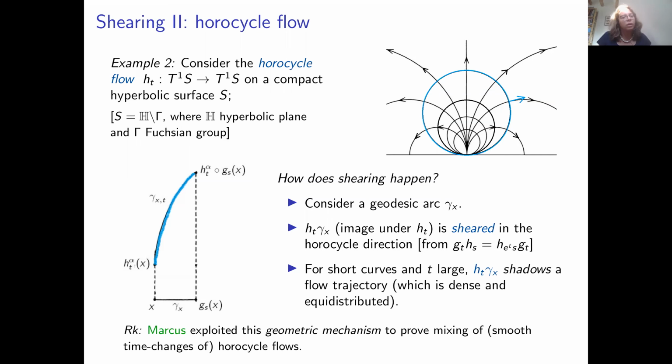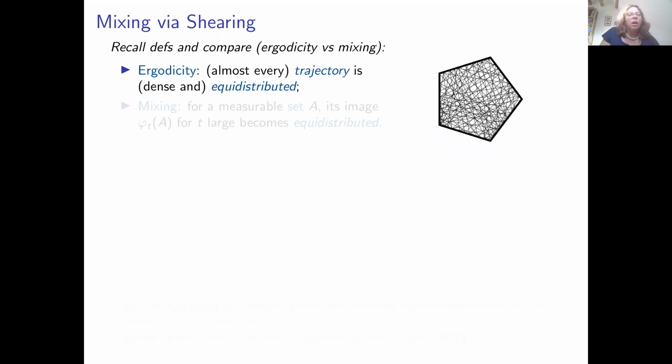And this was a key phenomenon exploited, for example, by Marcus in the 70s to prove mixing of all orders, or some of the properties of horocycle flows. Okay, so why do we care about shearing? Shearing is key in explaining some of the chaotic features. And here I want to show you a mechanism for chaos, for mixing in parabolic flows. I call it mixing via shearing.